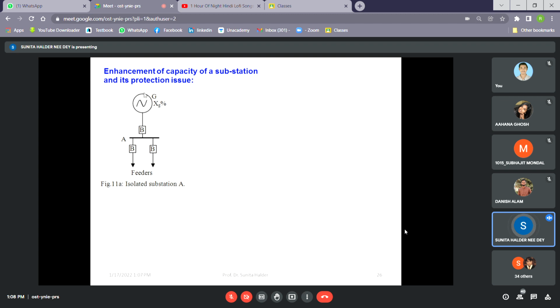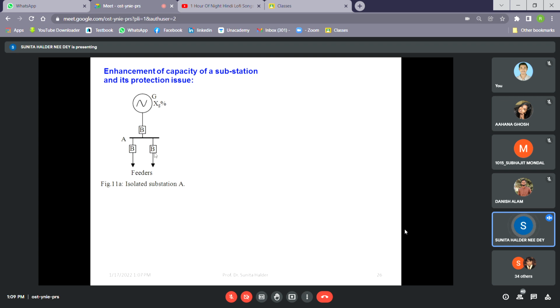So this is an isolated substation. Why isolated? Because it is not connected to the grid. So stability and all other issues will not be intervened by the grid. Or, on the contrary, the grid will not be disturbed by this substation.